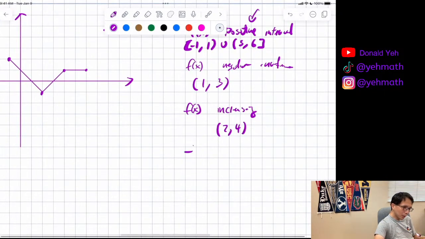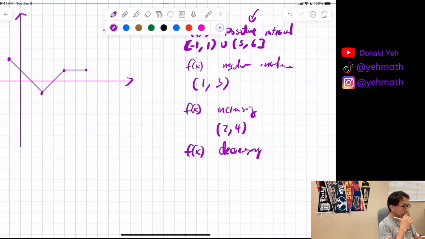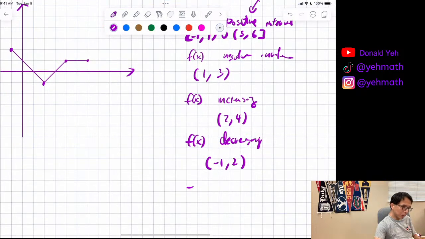Okay, so where's f of x decreasing? -1 to where? 2. And that's it. Because that's going down. When's the f of x constant?